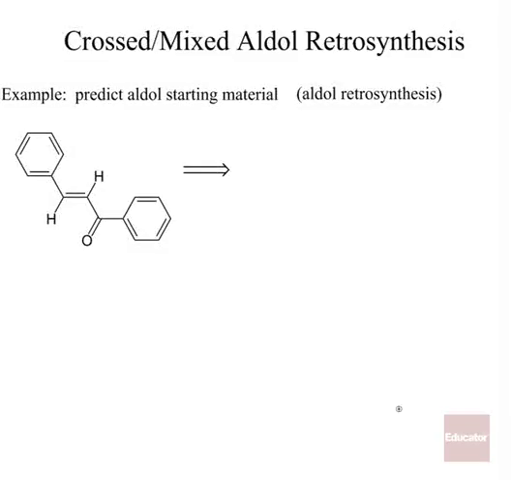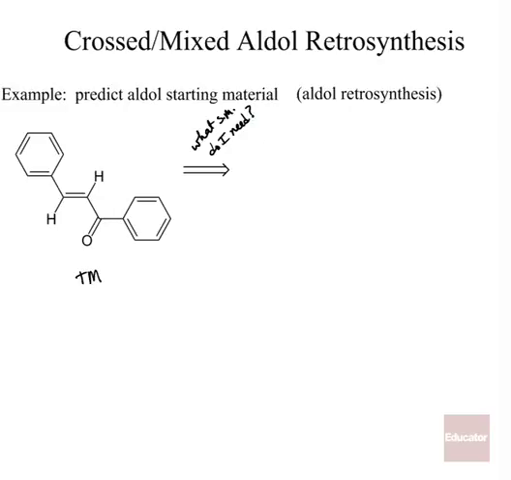Let's see if we could take one of these problems and do it as a retrosynthesis. If we're given this target molecule and asked to synthesize it, how could we do that? Can we predict what reagents we need for the aldol to give this target molecule? Remember, a retrosynthetic arrow asks, what starting materials do I need? How could I create this target molecule?